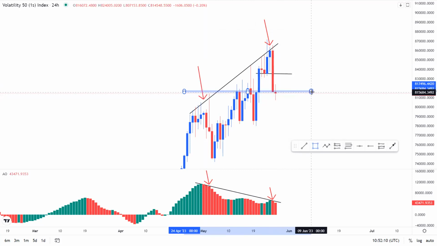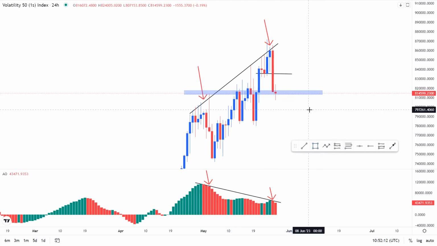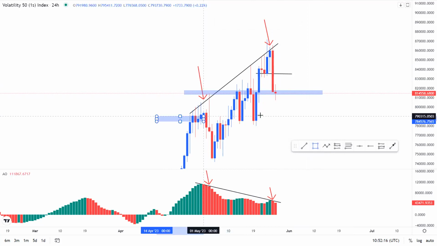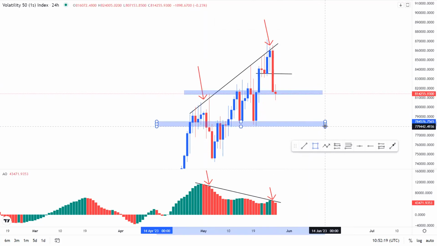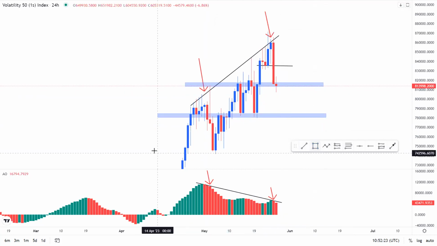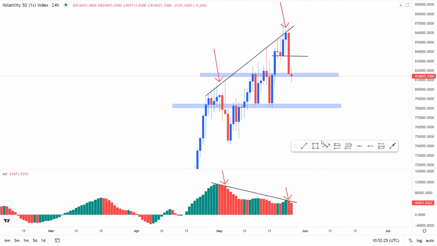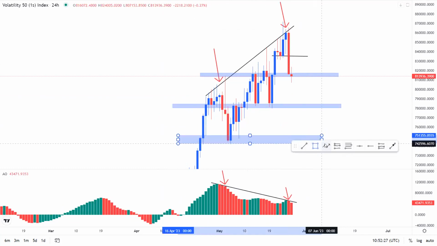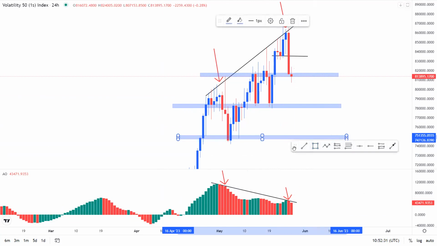Now, this is where you want to take advantage of the divergence, then identify potential trade opportunities in the direction.